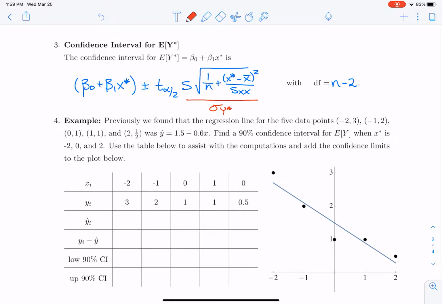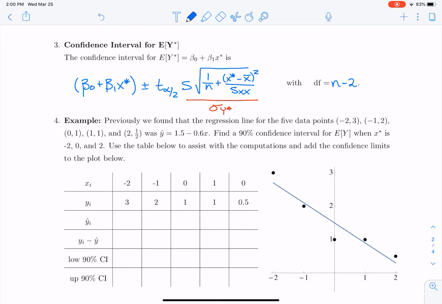So previously we found that the regression line for 5 data points, as shown below, was y hat equals 1.5 minus 0.6x. And what we would like to do is find a 90% confidence interval for the expected value of y when x star is -2, 0, and 2. And then we want to plot that confidence interval on the plot below. So what I'm going to do is first use this table to fill out some points and things that we're going to need.